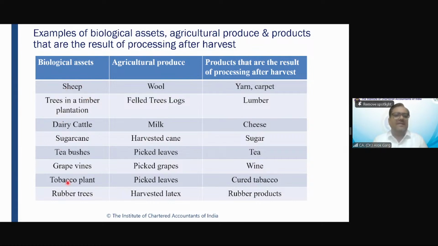On the left side, there are the biological assets. This is the agriculture produce, and these are the final products that are the result of harvesting and processing after harvest. For example, sheep is a biological asset. Wool is an agriculture produce. And what is the final product? Yarn, carpet, woolen clothes, right? So these are the examples given.